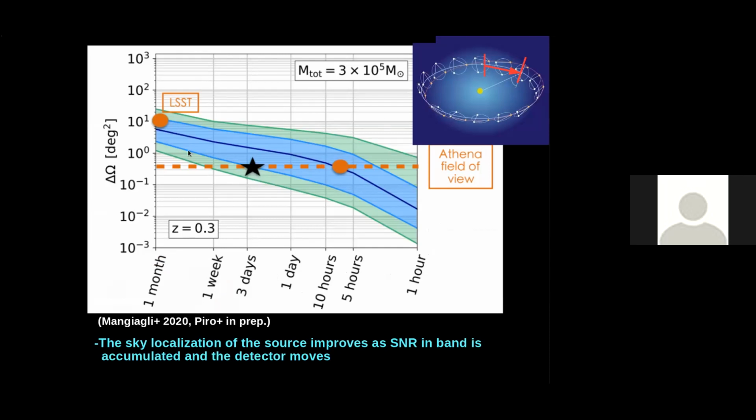And what you see in this plot is an example of a source that, 1 month prior to coalescence, is located in the sky within a few square degrees. But as the detector moves and you also accumulate signal to noise in the detector, the sky localization improves dramatically, and in the best cases it might become a small fraction of a square degree, which is going to be very important to perform things such as multi-messenger astronomy and other things that I'm going to talk about on Thursday. Okay, so this is all I had for this first lecture.